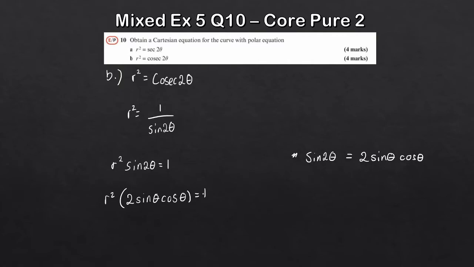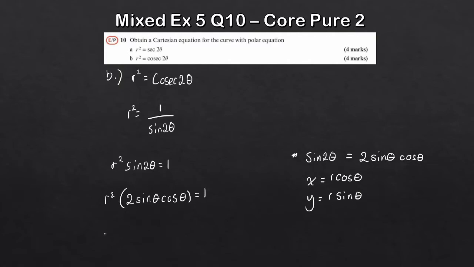And this is equal to 1. Now again, using that relationship, so x is equal to r cos theta and y is r sine theta. Okay, well let's just do a little bit of rearranging here. It should hopefully be a bit easier to see.